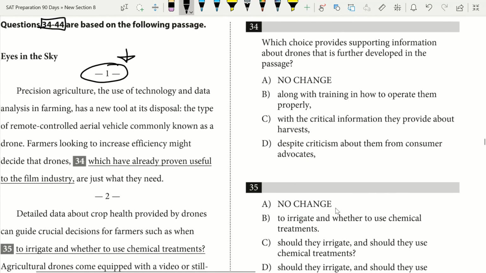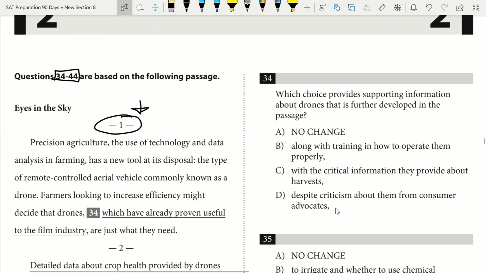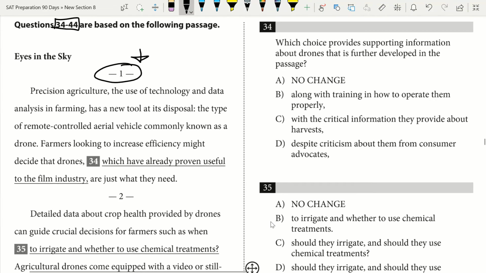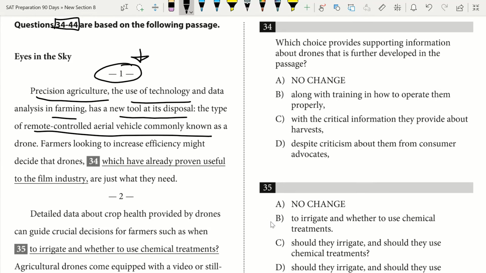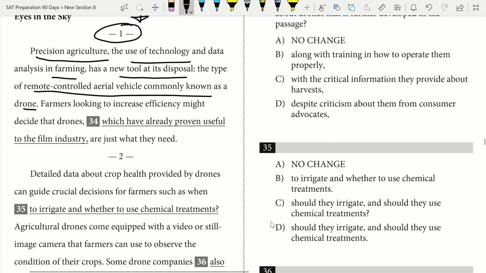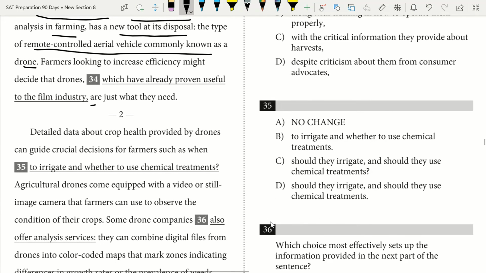Okay. All right, so we've got, "Which choice provides the best supporting information about drones that is further developed in the passage?" Well, I need to know more about what's going to get further developed in the passage. Let's go ahead and start reading. "Precision agriculture, the use of technology and data analysis in farming, has a new tool at its disposal: the type of remote-controlled aerial vehicle commonly known as a drone. Farmers looking to increase efficiency might decide that drones..." and I've got to skip that part because I don't know if that's correct yet "...are just what they need."